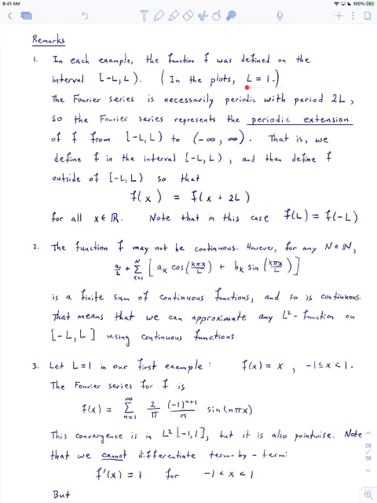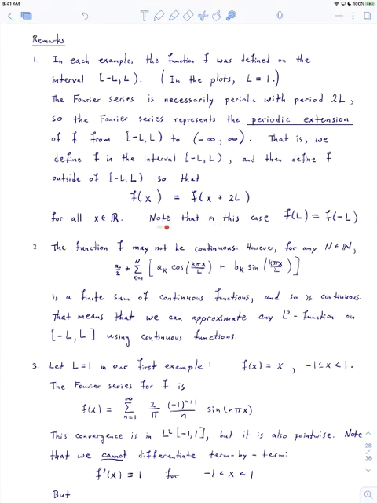So in the plots, L was equal to 1. So the Fourier series is necessarily periodic with period 2L. So the Fourier series represents not just a Fourier series for a function, but the periodic extension of f from minus L to L to minus infinity to infinity. That is, we define f in this interval from minus L to L, and then define f outside of that interval so that f at x is equal to f at x plus 2L. So define it so that it's periodic. That's the periodic extension. And we do that for all x in R.